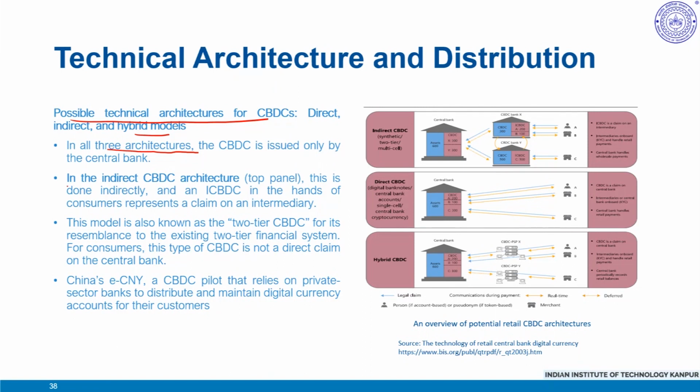In the indirect CBDC architecture, as shown in the top panel here, the issuance of CBDC is done indirectly with a two-tier kind of structure. We call it ICBDC, which is indirect CBDC. In the hands of the consumer, it represents a claim on that intermediary.